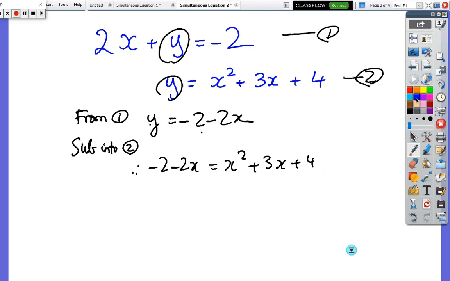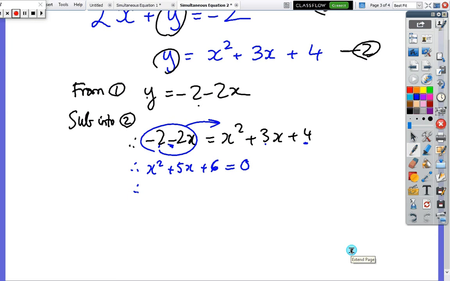Now, we've got a quadratic equation, and we can't have it equaling anything. It has to equal 0, so take that all across the other side. So x squared is still x squared. 3x plus 2x, because that has to change signs, is 5x. 4 plus 2 equals 6, and then that equals 0. Okay, and you should have done the topic on quadratic equations by this time, and so this factorizes into x plus 3, x plus 2 equals 0, and so the answers are minus 3 and minus 2.